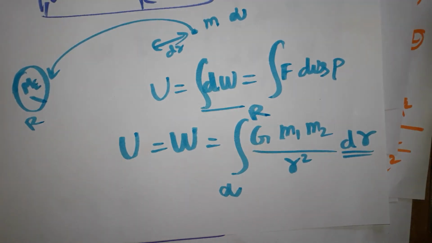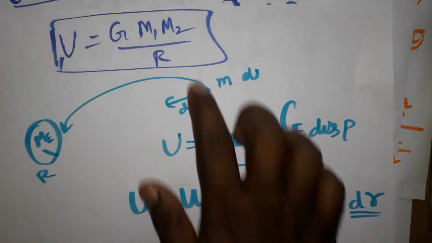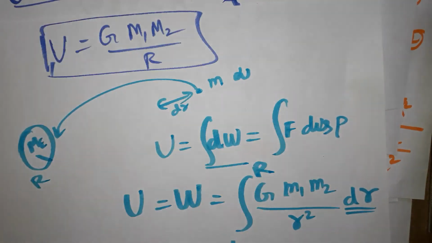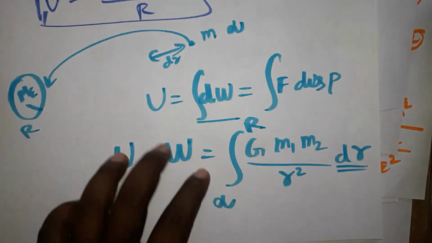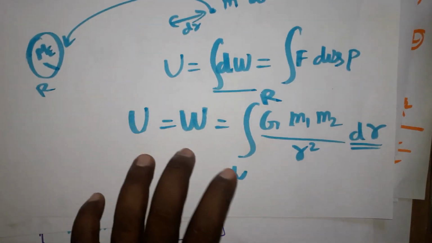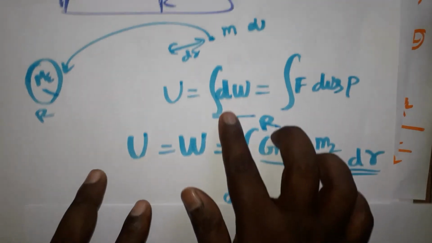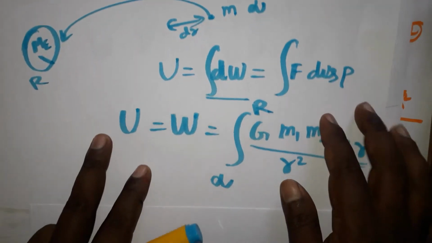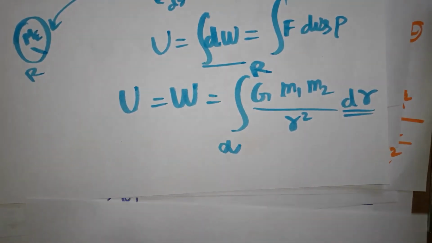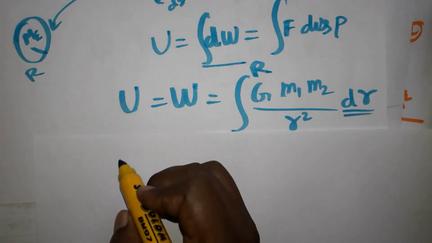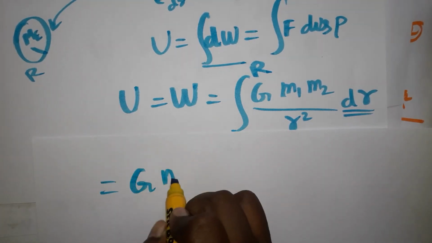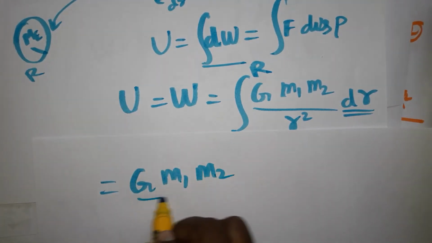Right now we are solving for gravitational potential energy. What is the equation for gravitational potential energy? That earlier one is the shortcut equation, not the actual method to solve. We have to solve it like this: gravitational potential energy is equal to work done, and work done is equal to force into displacement. So the force is this much and the displacement is this much. The force is G times m1 m2 divided by r squared.